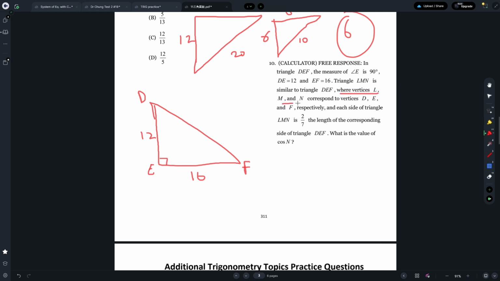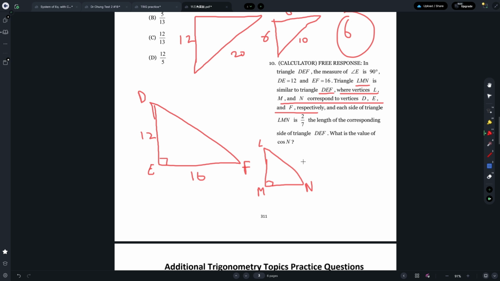All right, so this just means that the order of the letters matters, so D corresponds to L, meaning those angles are congruent. So D is congruent to L, E is congruent to M, F is congruent to N. So in this case, we know that M is actually the right angle. I'm going to draw a smaller one. And so each side of triangle LMN is 2/7 the length of the corresponding side of triangle DEF.